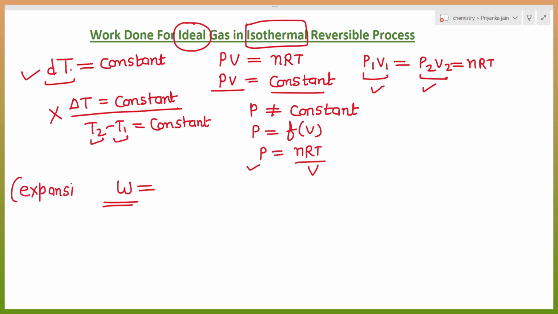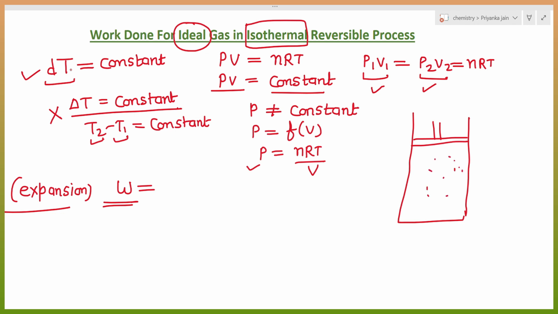Okay, we are seeing the expansion case. This is our cylinder, and this is the piston, and here is a gas filled. Now suppose this gas is at volume V1, and we are doing the expansion. It means now the piston is going from here to here, so the volume is increasing from V1 to V2.